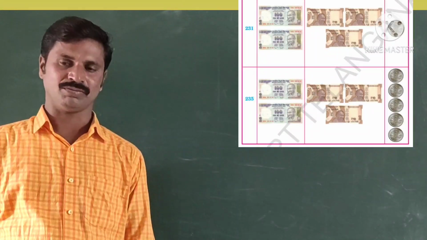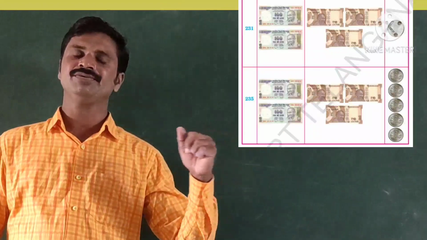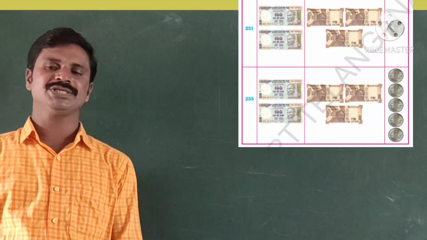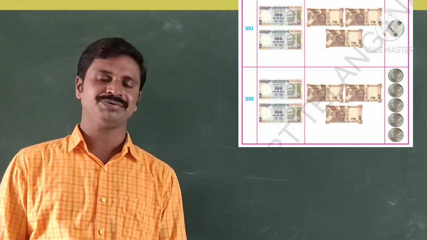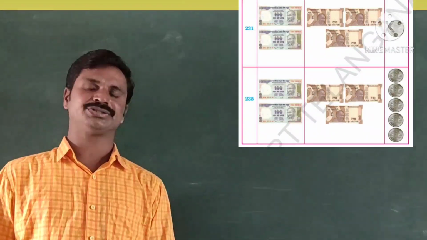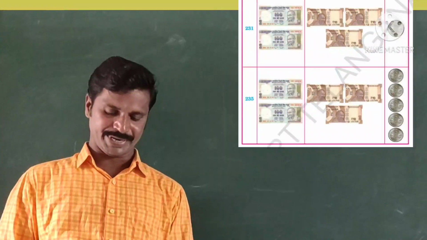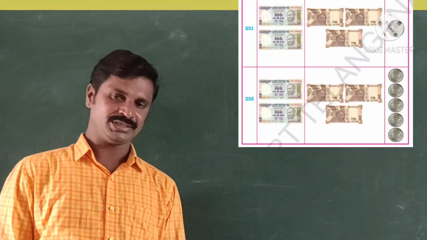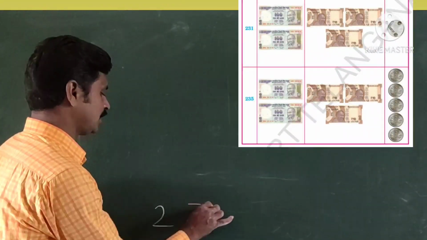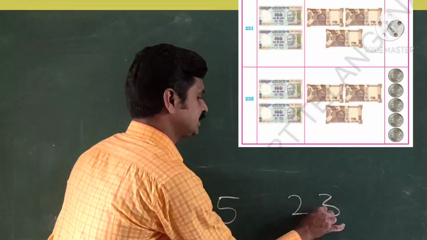Very good, children. One is 231 amount and the other one is 235 amount. Which is the biggest amount, children? Is it 231 or 235? Very good. 235 is the biggest amount.